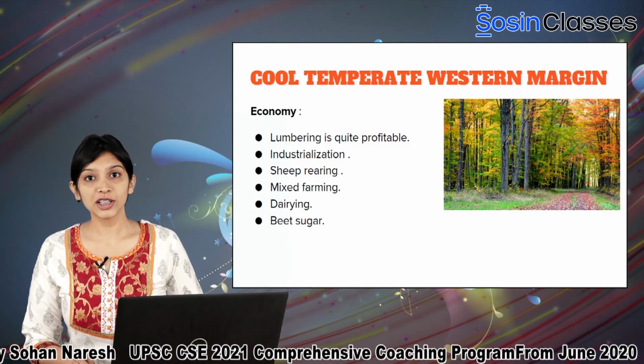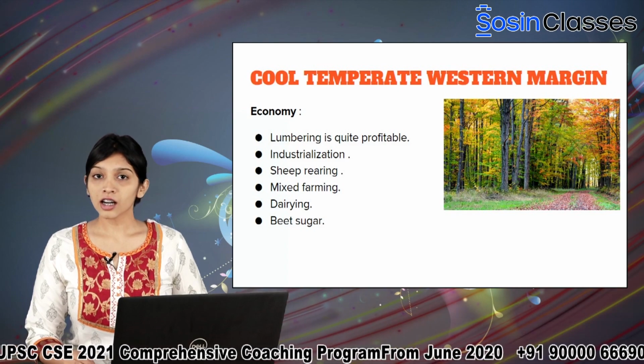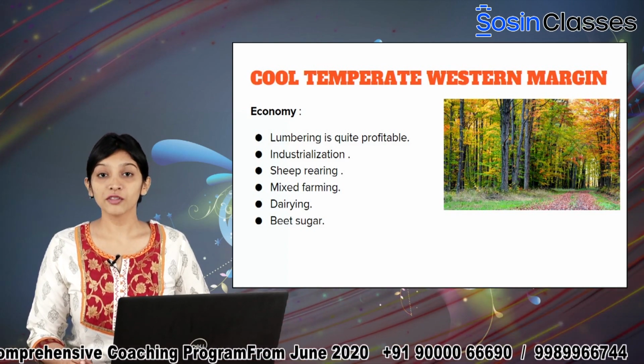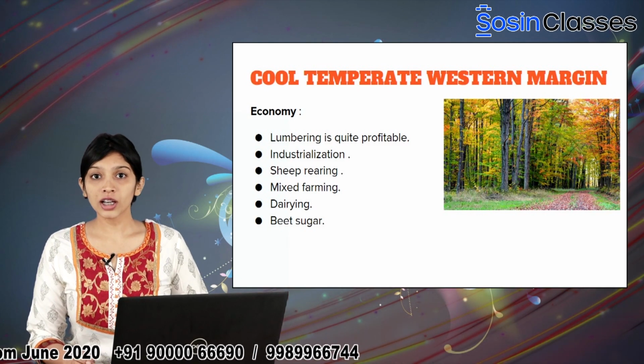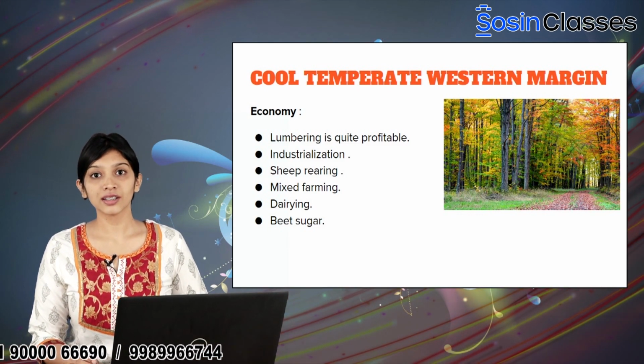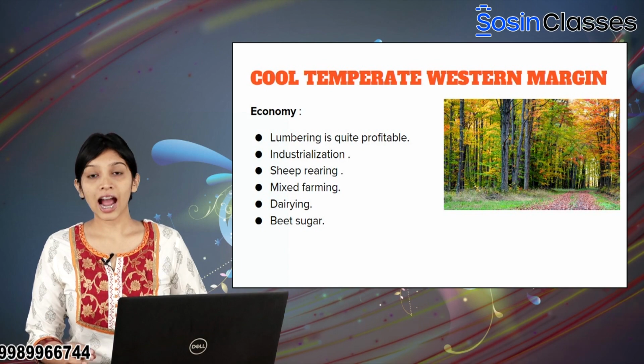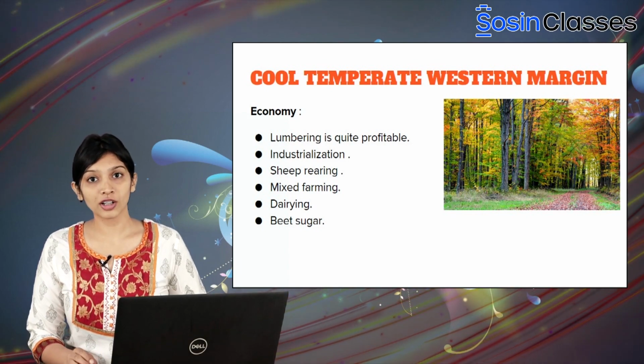Next on line, we have the beet sugar. In India, sugar is obtained from sugarcane, which is a tropical crop. In cool temperate regions, the yield of sugar is from beet. Beet is crushed for sugar and the green tops are used as fodder for animals.